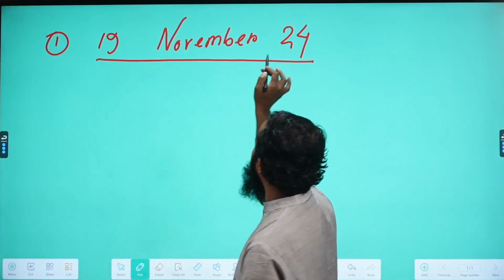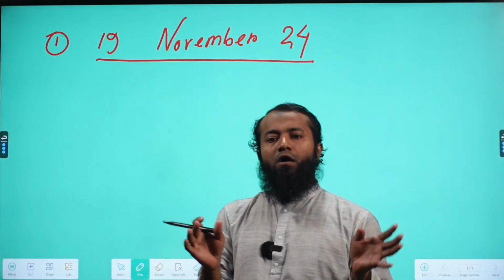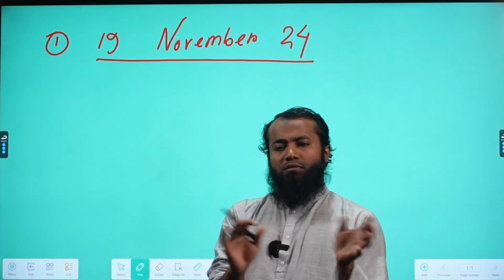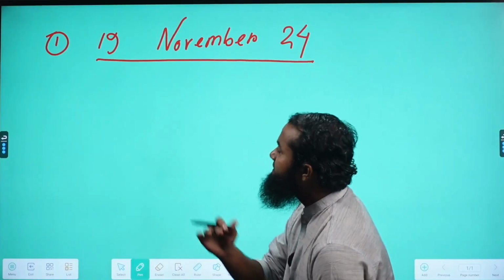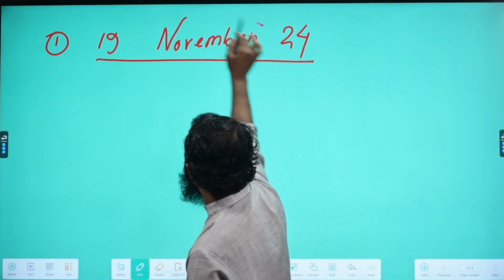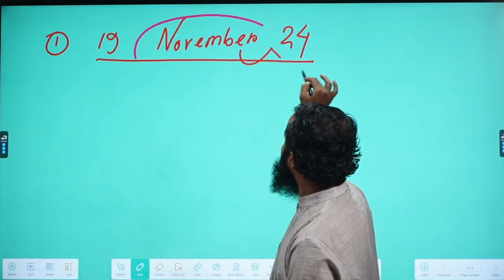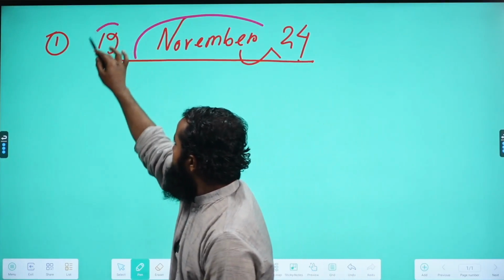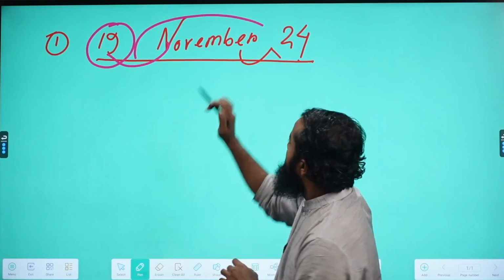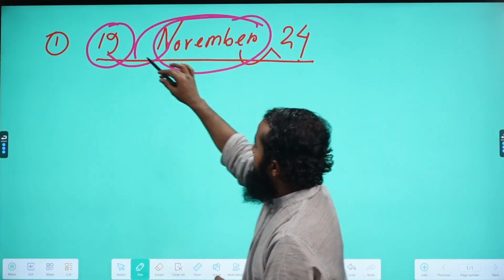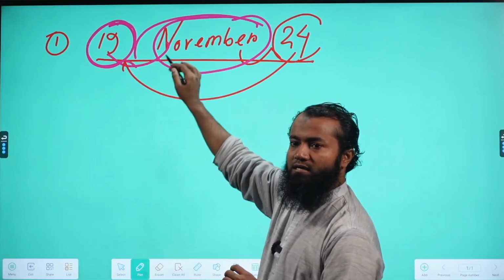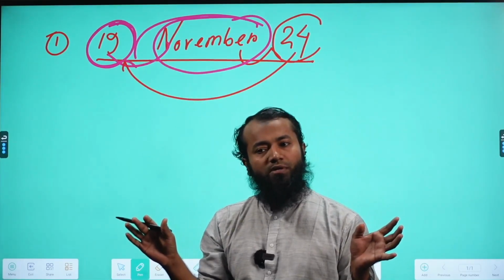And you should not put a comma here. Often, whenever we examine the scripts of students, we find that they are using a comma between the month and the year, or between the date and the month. You should not put a comma, because the date and the year are digits, and these two are divided by the letters of the month. That's why you should not put any comma here.